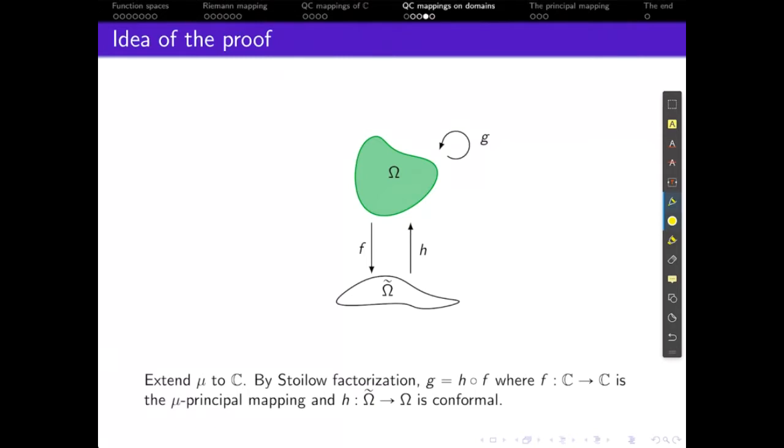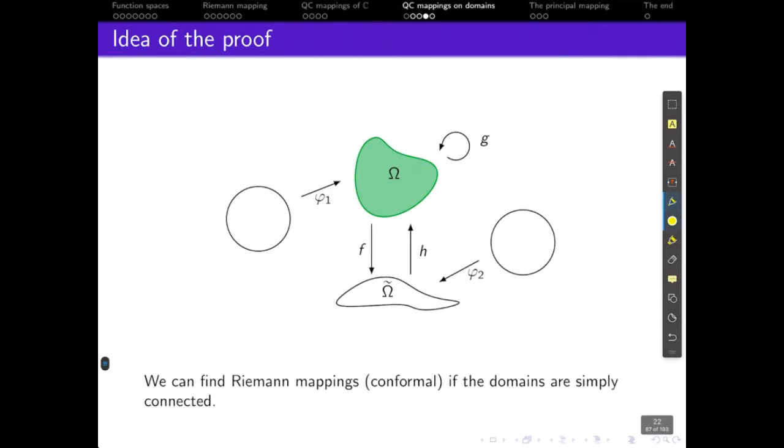Let's extend mu to the whole complex plane, which is possible because the domain is Lipschitz. Now, by the factorization, we can express G as H composed with F, where F is a mu principal mapping. So it's a homeomorphism, and in particular, the image of omega will be omega hat, a simply connected domain, and then H will be conformal. This is the factorization, a classical result in quasi-conformal mappings. Now we can find Riemann mappings for both domains, because the domains are simply connected.